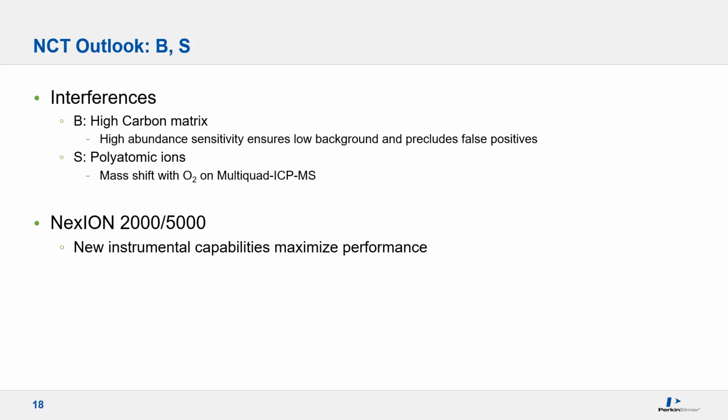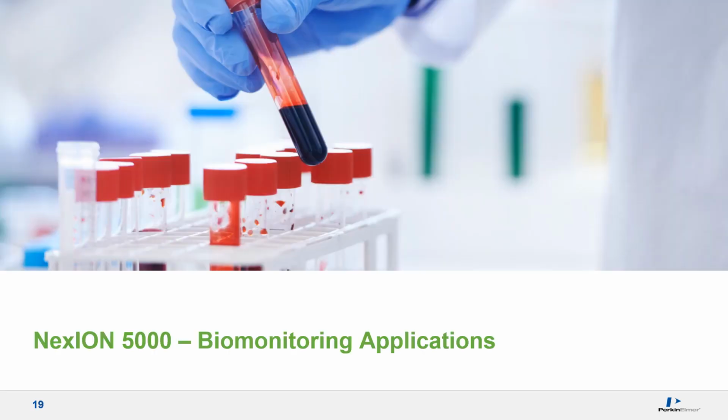So 5000 is now coming up to 2 years on the market. We introduced it last year, beginning of last year. And we want to, at this point, introduce also the new instrumental capabilities which can maximize performance for those type of experiments. We have a lot of experience in biomonitoring applications using the NexION product line. Let's have a look where the NexION 5000 can make a difference compared to the NexION 2000.